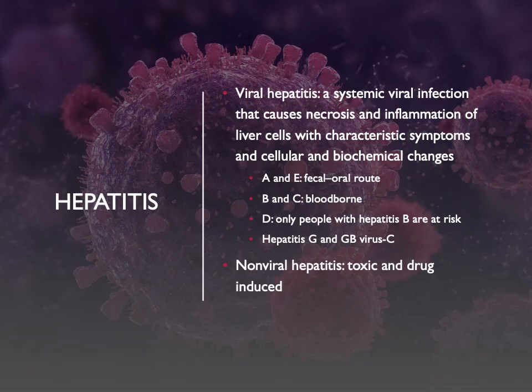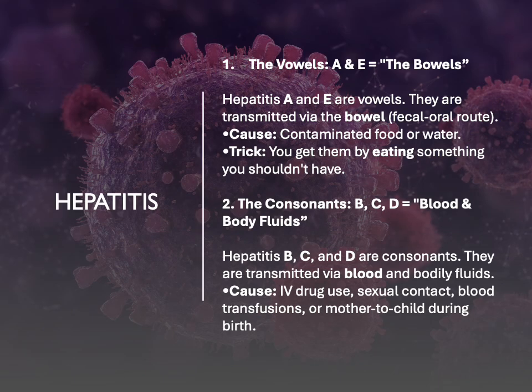One of the other diseases of the liver is hepatitis. You can have viral hepatitis. It's a systemic viral infection that causes necrosis and inflammation of the liver. It has characteristic symptoms and biological changes, and there are different types of hepatitis that start with letters. Non-viral hepatitis are basically caused by toxins or drug induced. So hepatitis, again, thinking of a quick way to remember it because transmission will be something that you're tested over.